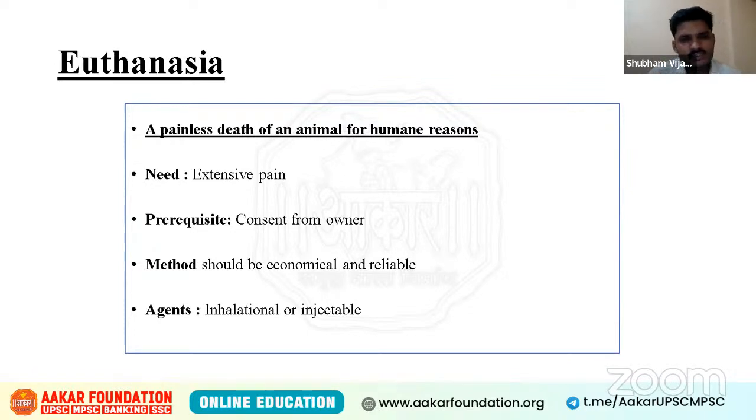Then what is the prerequisite to carry out this euthanasia? We must take the consent from the owner. Then the method should be economical and reliable. Means already we are killing that animal, but we must not push that animal into this economy so that we use very expensive agents or chemicals. It should not be there. We should use economical and cheap ways to kill that animal. And agents can be given either by inhalational route, to cause death in a short time, or by the injectable route.